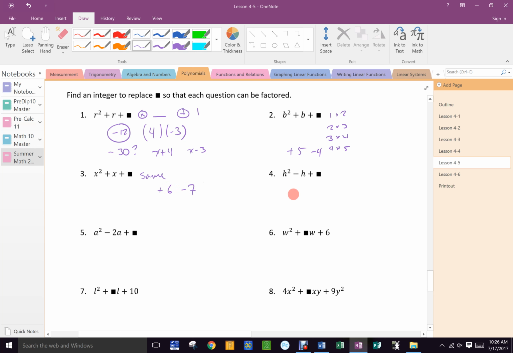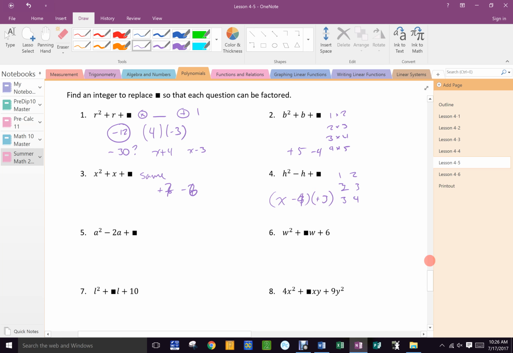What's different about this one? Because 1 and 2 and 2 and 3 and 3 and 4 will all still work, but what's different about them? When I'm actually factoring them, the littler number would have to be the positive, right? That should have been 6 and negative 7. So this one would have had to be negative 3 or negative 4 and positive 3.